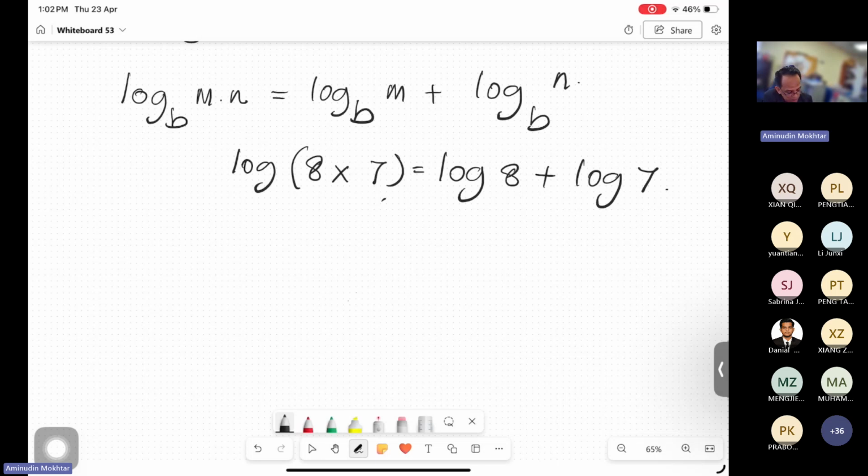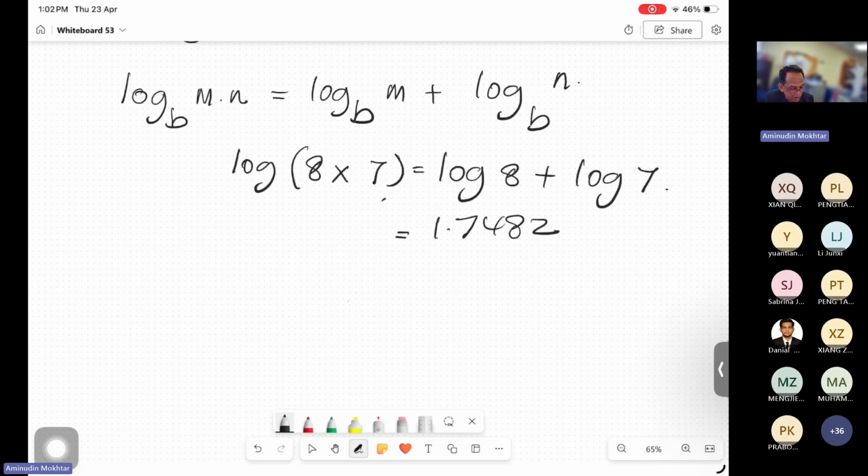You can use your calculator to find the logs. I hope you know how to use your calculator because there is a log button here. You just click log 8 plus log 7. The answer is 1.7482. That is the property of log, property number 1.